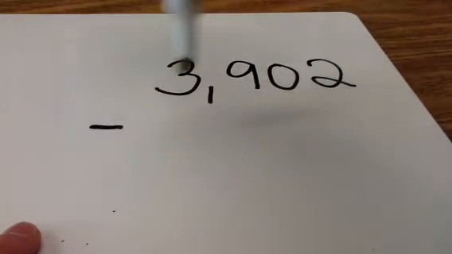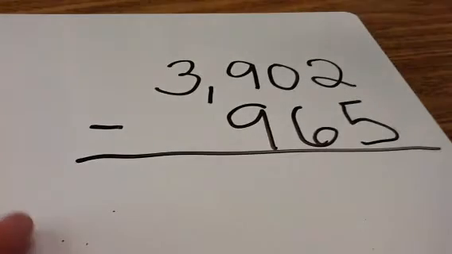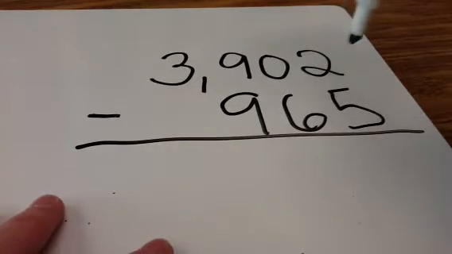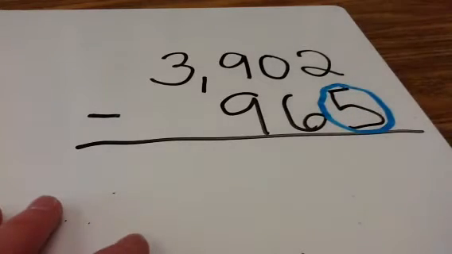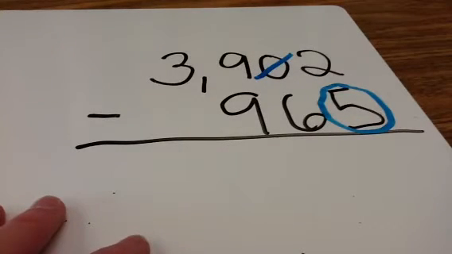Okay, 3,902, take away 965. We need to make sure we're circling where the bigger number is. Some of us are getting lazy with that, and that's making us get the problem wrong because we're taking away from the bottom to the top. So I see more on the floor. Go next door to borrow 10 more. No one's home next door.